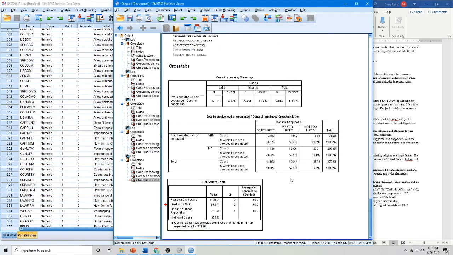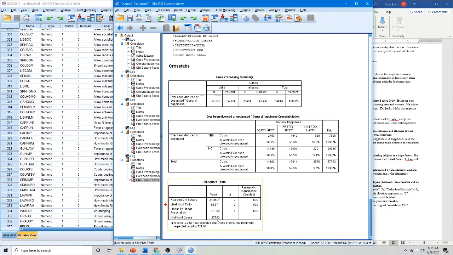And you can see that there are some differences in the crosstabs. For instance, almost 2% more of those who have been divorced say that they're not too happy when compared to those who have never been divorced or separated. Now that seems like a relatively small difference, and it is, but it's statistically significant because we have a really big N. We have a lot of cases.